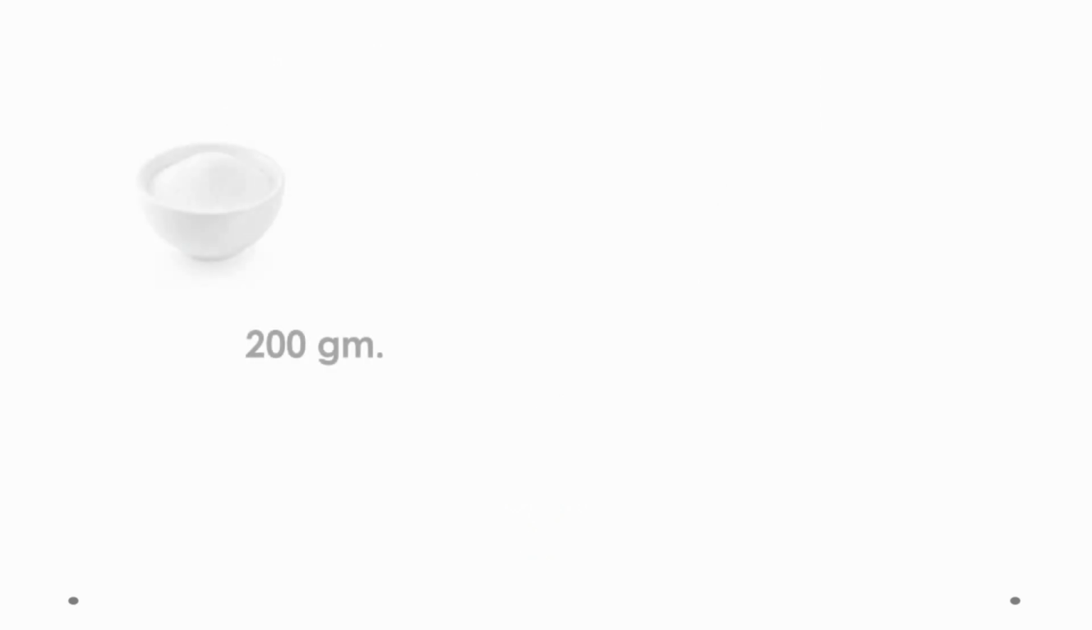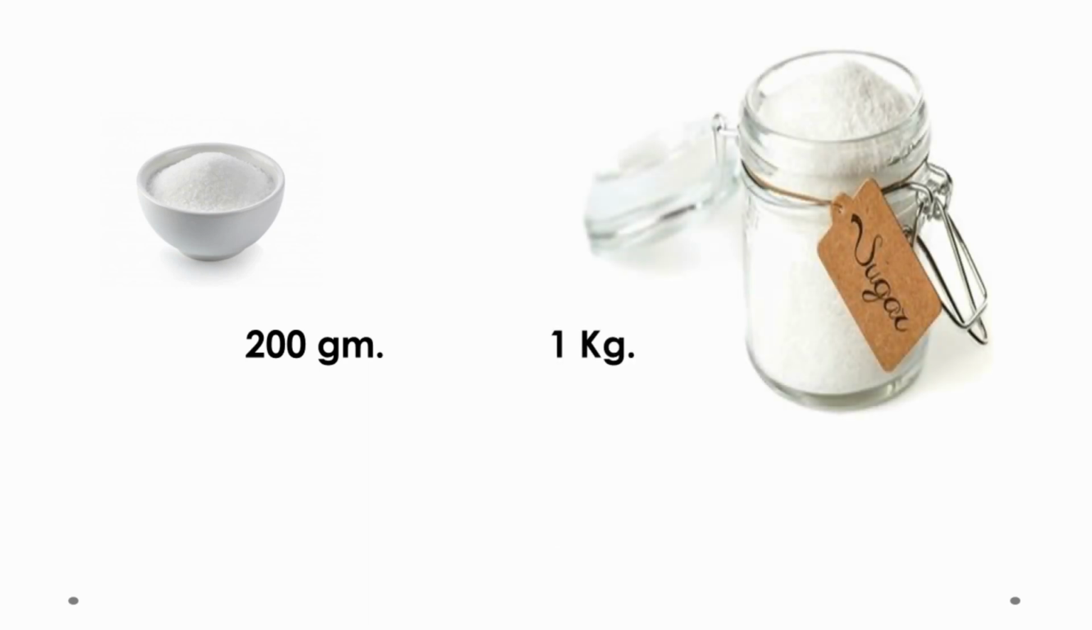Pooja has 200 grams of sugar in a bowl and 1 kilogram of sugar in the jar. We know that 200 is greater than 1, but can we say that the quantity of sugar in the bowl is more than the quantity of sugar in the jar? No. The reason being, the two quantities here are represented in two different units, so they cannot be compared.